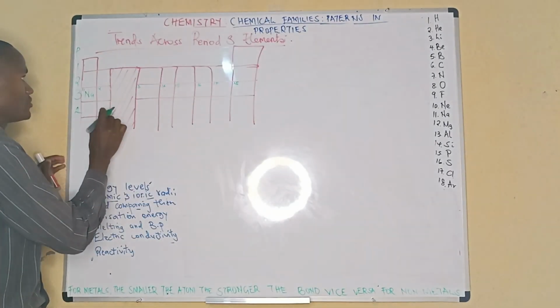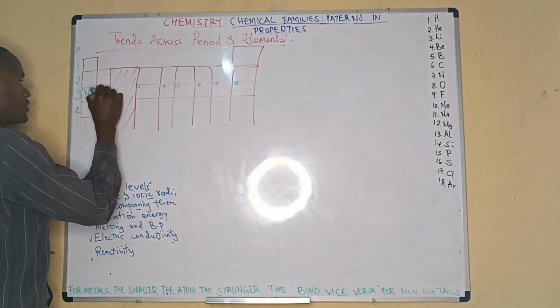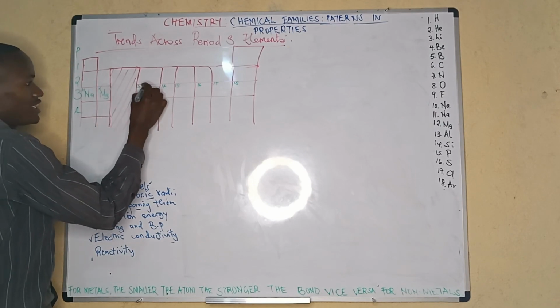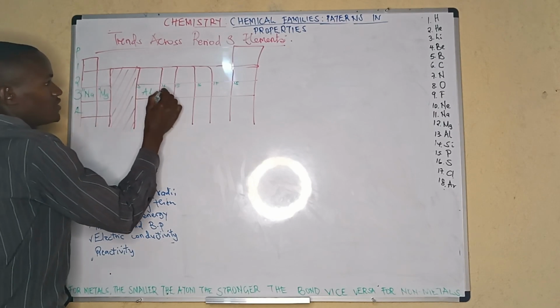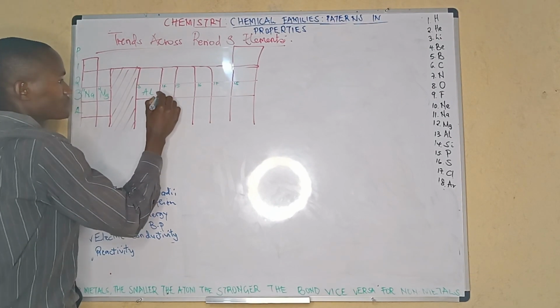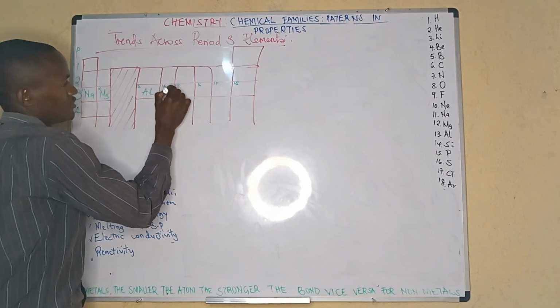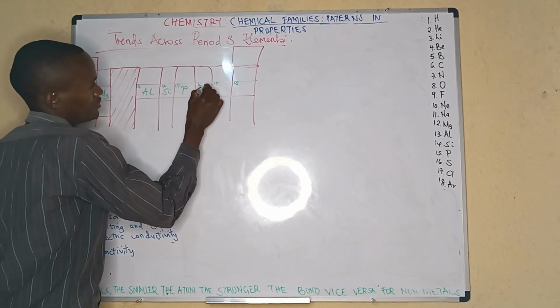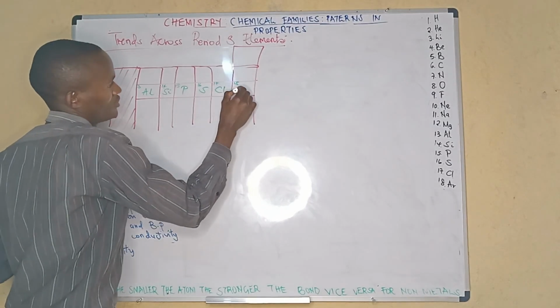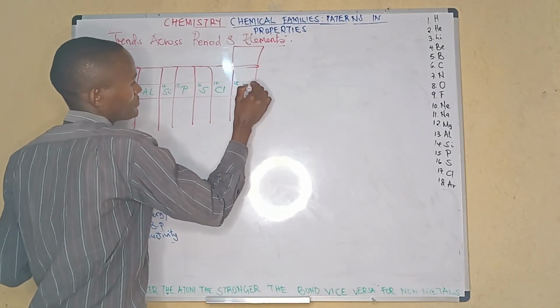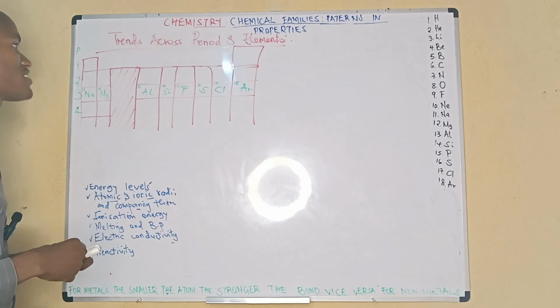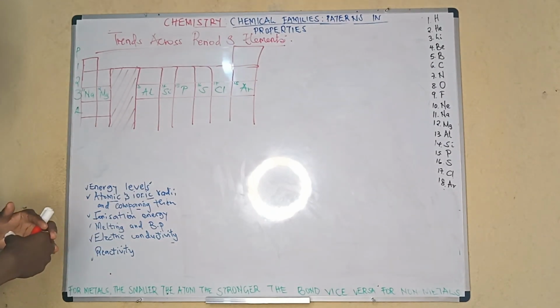Let us now name them. 11 sodium, 12 magnesium, 13 aluminium, 14 silicon, 15, 16, 17, 18. Those are our period 3 elements.